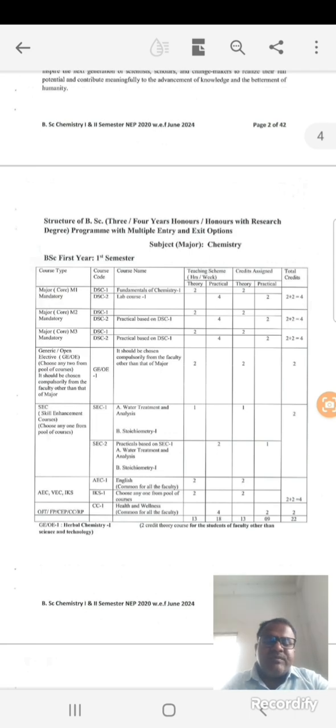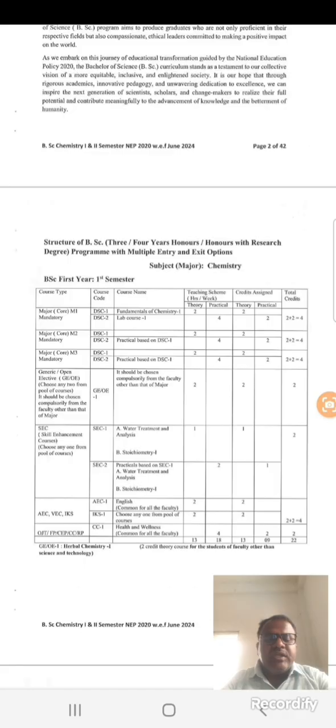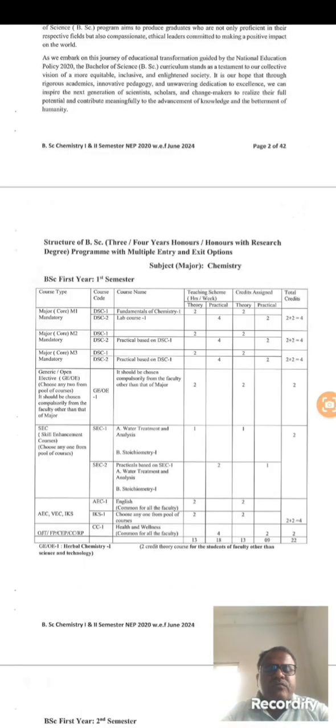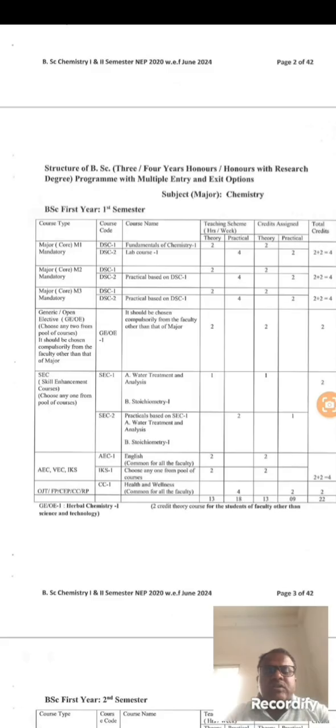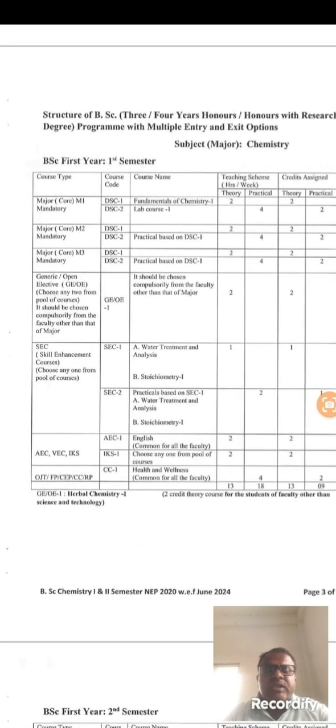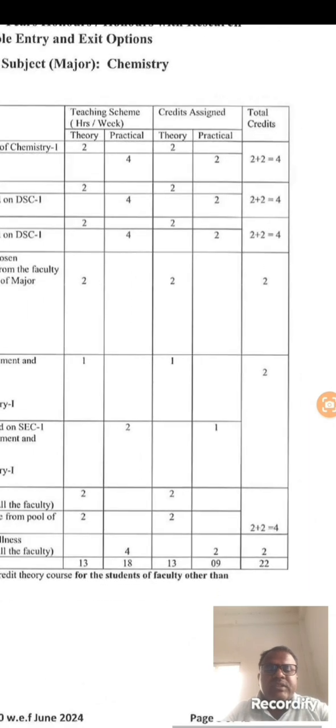For SEC, practicals are there. The same pattern for the practical paper, that is 30 marks for practical and 20 marks for internal assessment. 30 plus 20, 50 marks. Then theory and practical for the SEC.